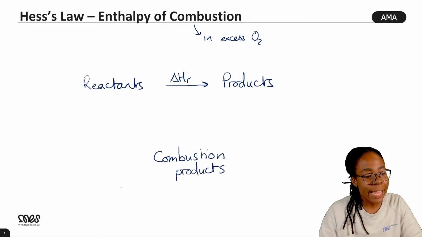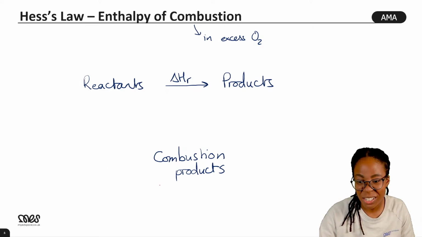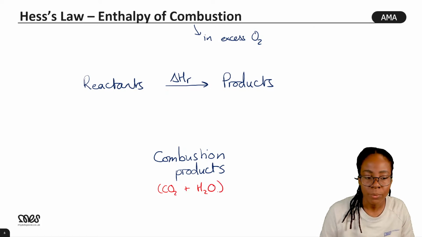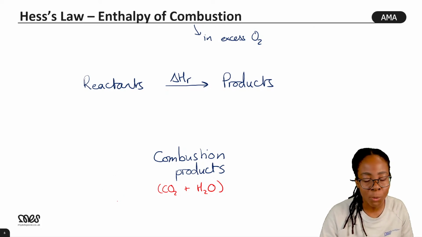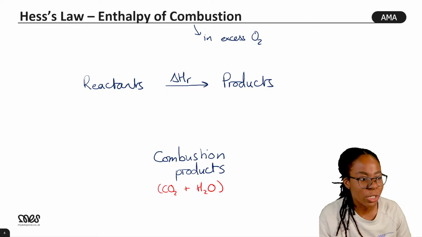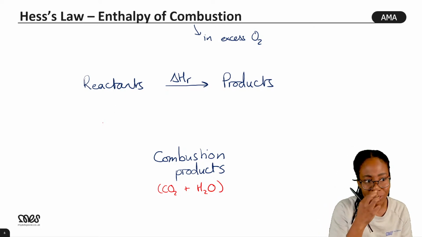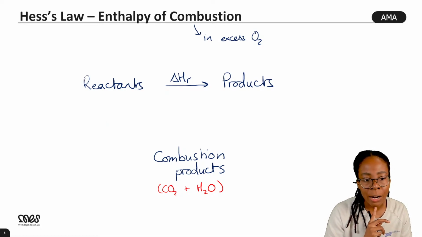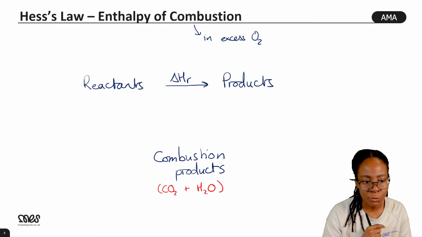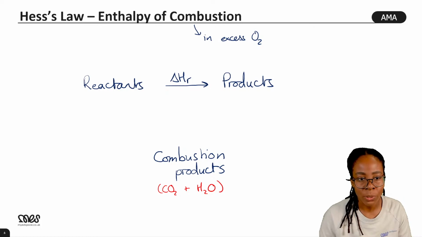Typically, if our reactants and products contain carbon and hydrogen, our combustion products are going to be carbon dioxide and water. 9.9 times out of 10 at A level, we do this when we're dealing with organic compounds, so carbon dioxide and water will be our combustion products. Again, based on our definition, and you tell me please in the chat, what direction will our arrows point between the reactants and products and the combustion products?